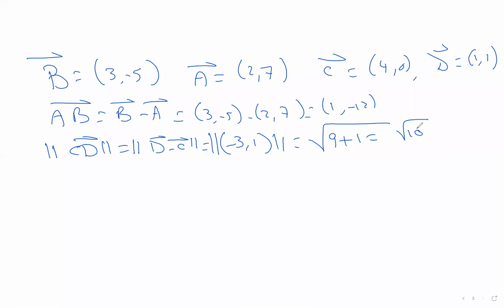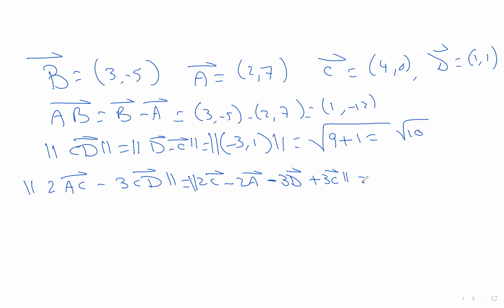Okay, if you need to find the norm of 2AC minus 3CD, you will find the 2C minus 2A minus 3D plus 3C, and find the resultant and find the norm. 2C plus 3C, which is 5C, minus 2A minus 3D will be 20 and 0, then minus 2A, which is 4 and 14, minus 3D, which is 3 and 3.